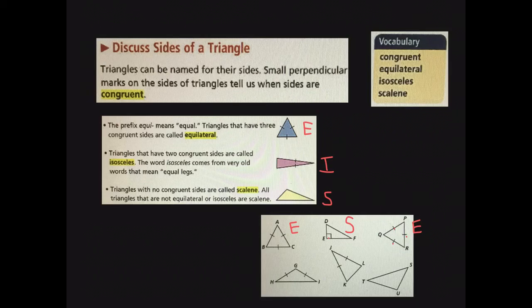PQR has the marks indicating that all three sides are equal, so this is another equilateral triangle. Triangle GHI has two marks showing that two of the sides are the same, but the bottom one is different. So two sides the same, that's an isosceles triangle. JKL has the same thing, two marks showing that two sides are the same, but one is different. But those two sides being the same makes this an isosceles triangle. Then finally, the last one doesn't have any markings on the sides, which means, remember the markings mean equality or equal sides, but because there aren't any markings, that means they're all different. So this is another scalene triangle.